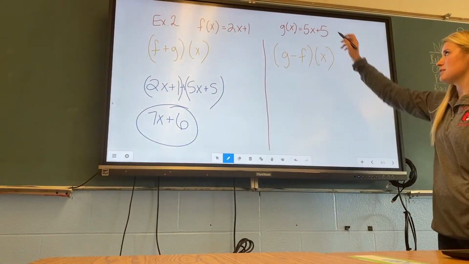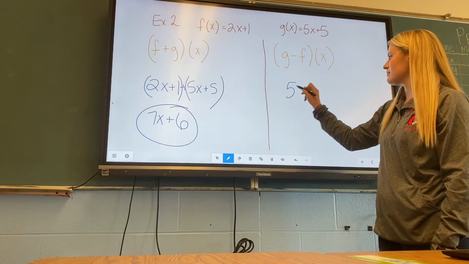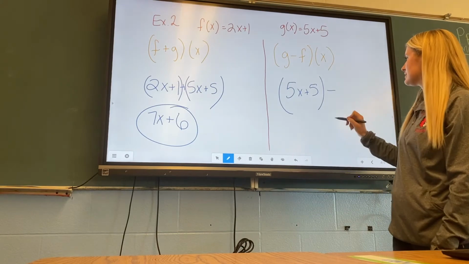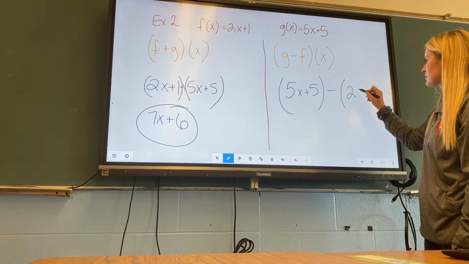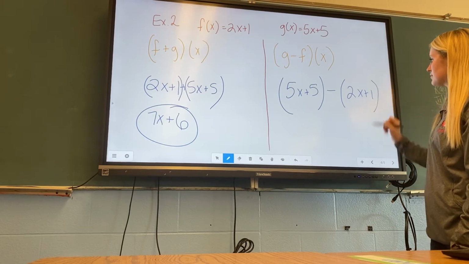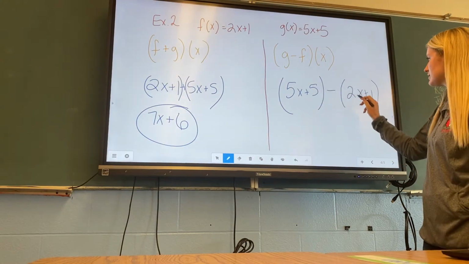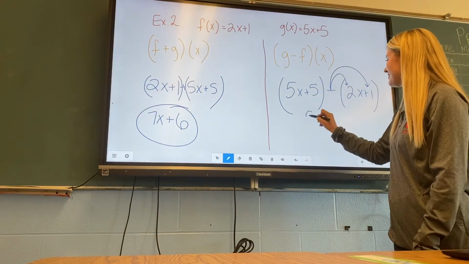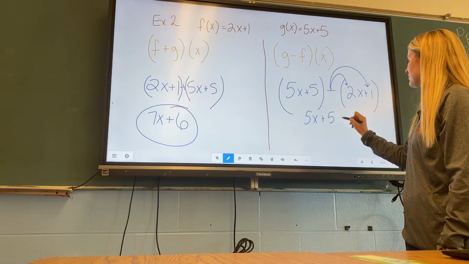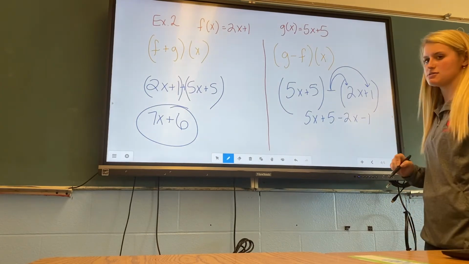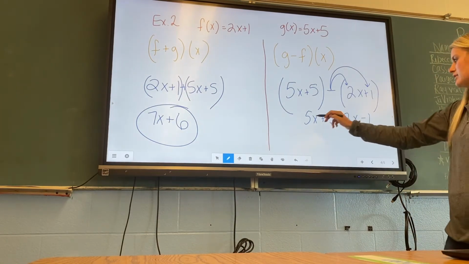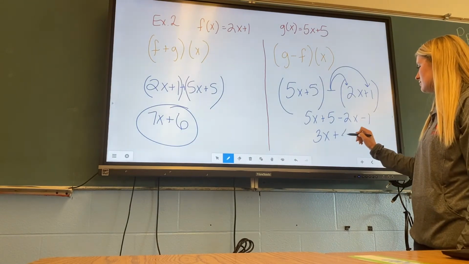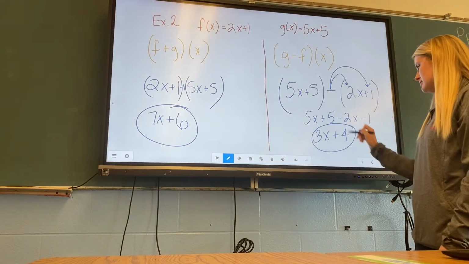Now we're going to do the same thing over here. We're going to start with 5x plus 5. That's our g. We have a minus f, 2x plus 1. And then distribute the negative, sorry, getting ahead of myself. Minus 2x minus 1 is what that will change to. And then combine like terms, 5x minus 2x is 3x, 5 minus 1 is plus 4. So our answer is 3x plus 4.